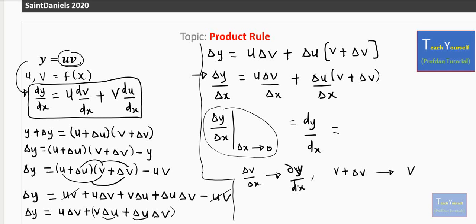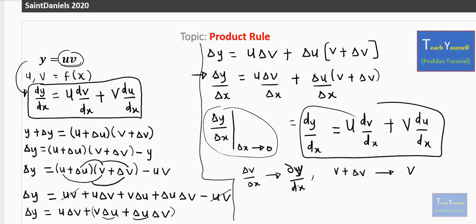So leaving that out, we're going to have dy/dx equals u dv/dx plus v du/dx. So this is how we arrive at product rule. You can use this and apply it to solve any question of a dual function.